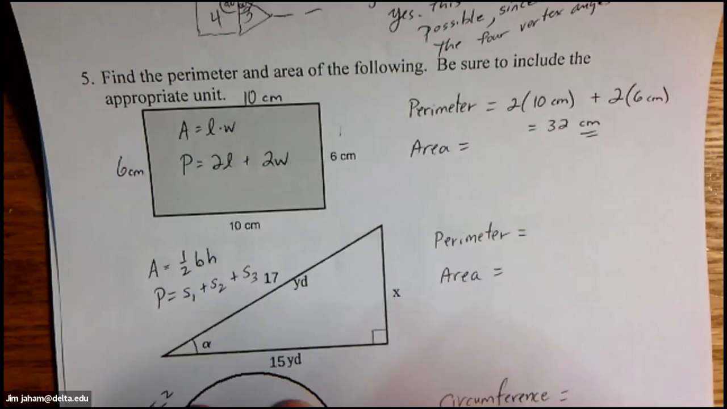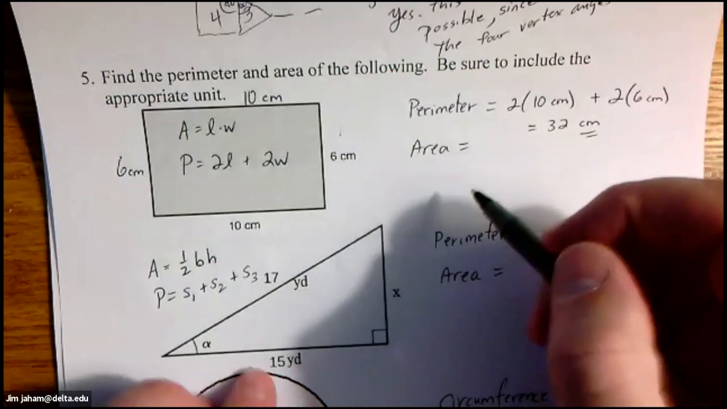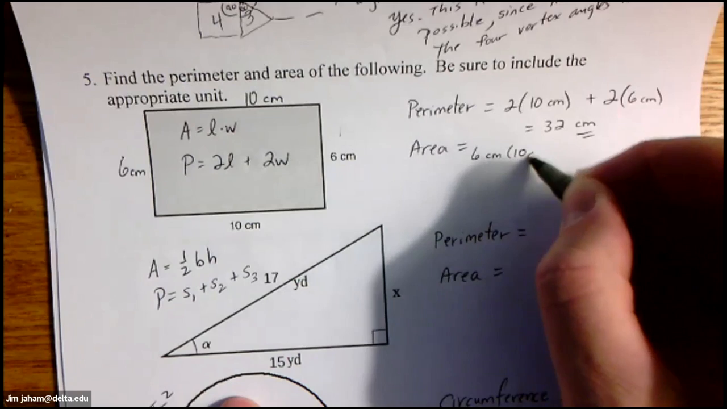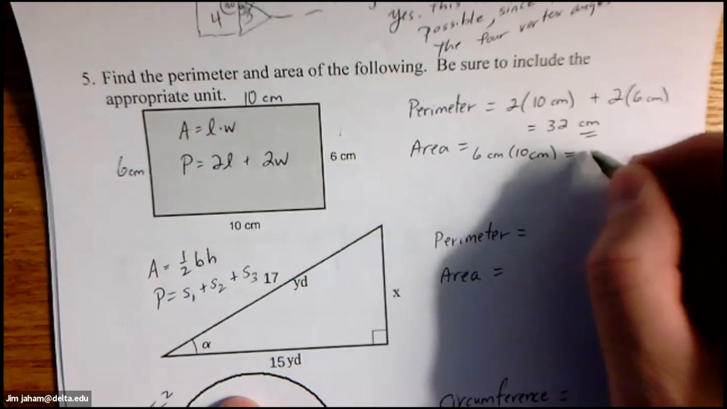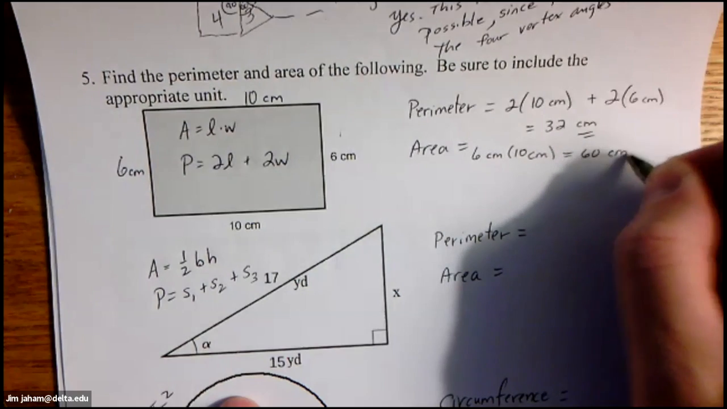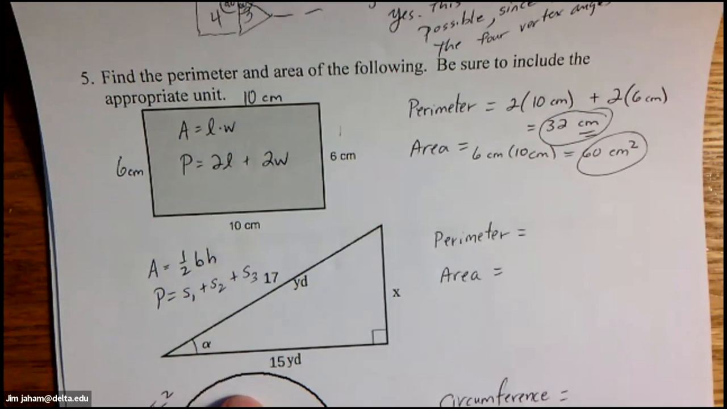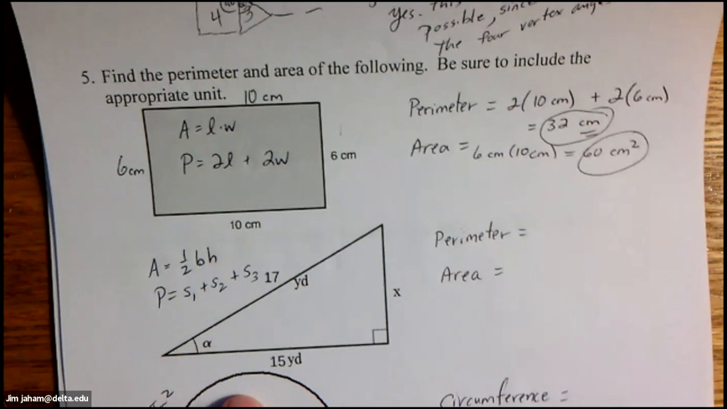And the unit for perimeter is going to be different than the unit for area. So we have 6 centimeters times 10 centimeters. So that's 60, and then that's square centimeters. So the units are going to be different for the same problem, depending upon whether we're talking about perimeter or area.